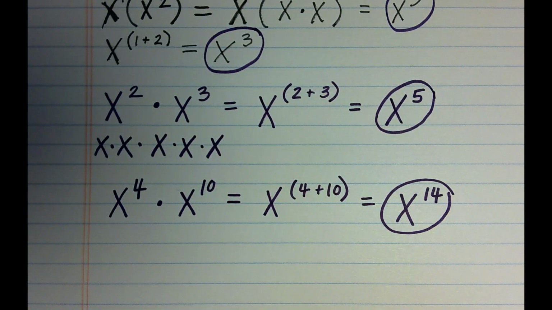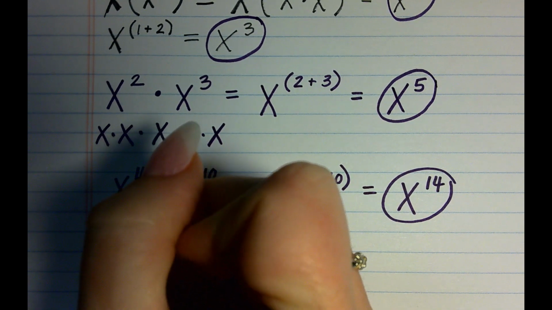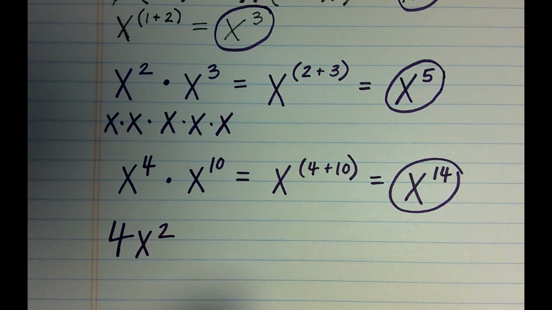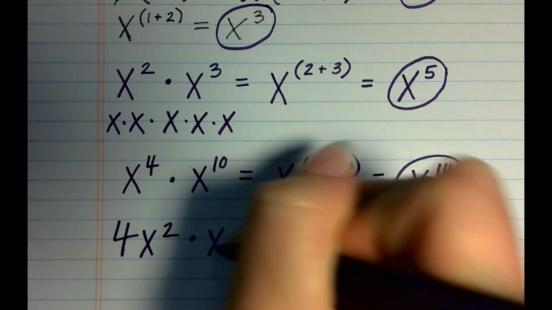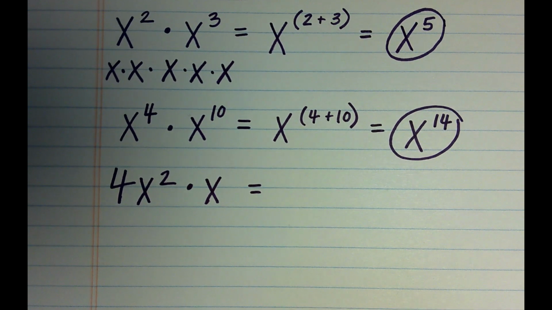So let's see. What if I add some numbers in? What if I did 4x squared times x? Do 1x. 4x to the third power. Ooh, okay. So you are correct, Barbara. Say that one more time, though, Lisa. What were you thinking?